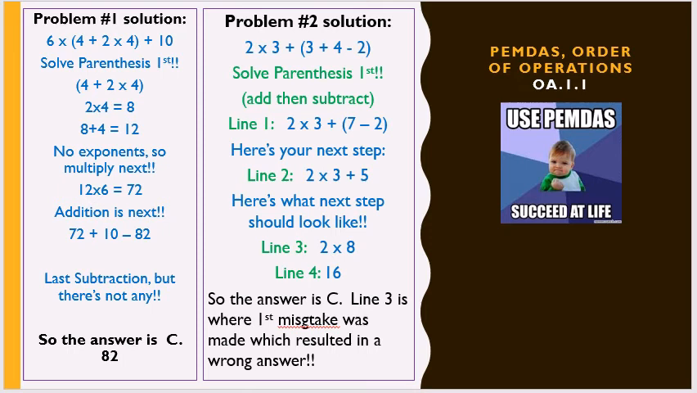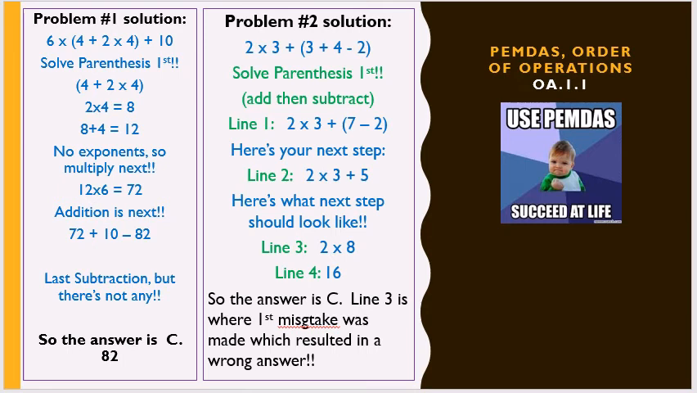Next would be divide. We have no division. Addition comes next. We do have addition. 8 plus 4 equals 12. So we would then take our answer of 12 times 6 equals 72, because multiplication was the next step. And then addition is the last step. 72 plus 10 equals 82. Last would be subtraction, but there's not any subtraction. So the correct answer was C, 82. How did you do with your PEMDAS?